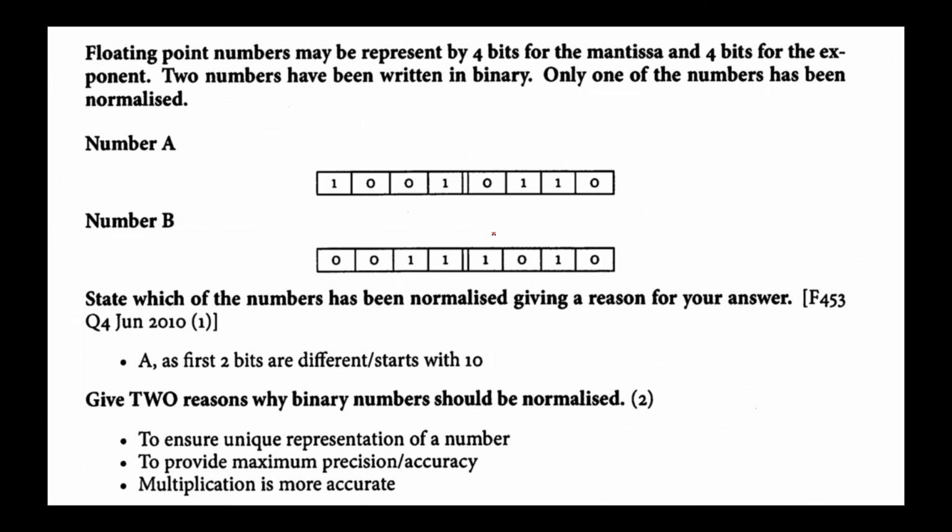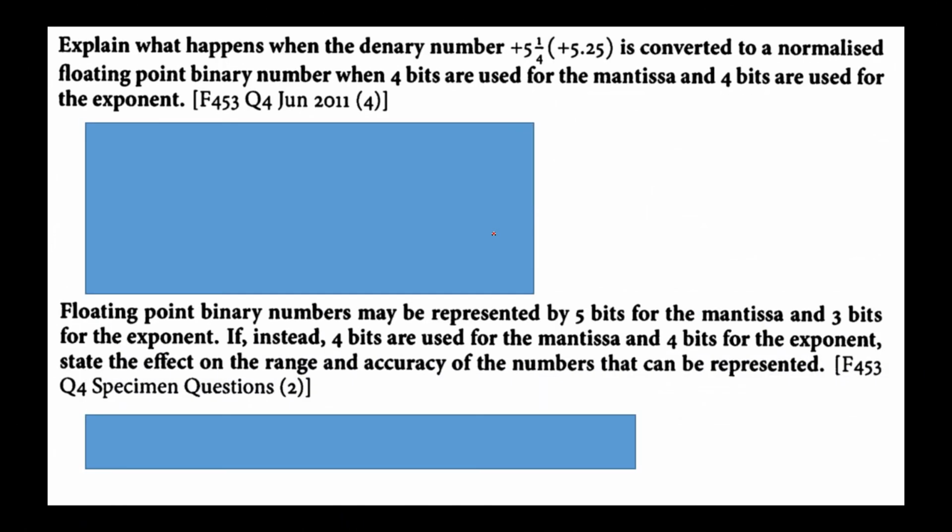So let's have a look at some more questions. Explain what happens when the denary number positive 5 and a quarter, so positive 5.25, is converted to a normalized floating point binary number when 4 bits are used for the mantissa and 4 bits are used for the exponent. So you might want to work this out as well, so you can have a visual representation. Then have a go at these questions.